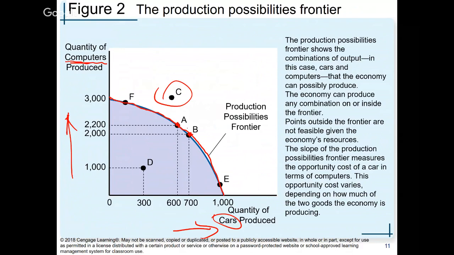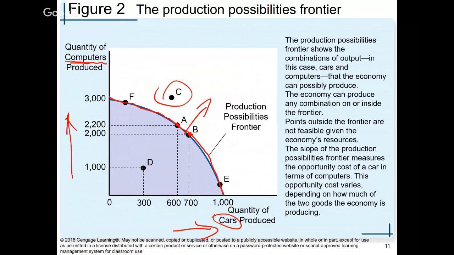So for any point that's outside the curve, like this point C, we call this point impossible or unattainable. Because for our economy, we don't have enough resources, we don't have enough technology to produce at this point C. That's just asking too much from the economy.